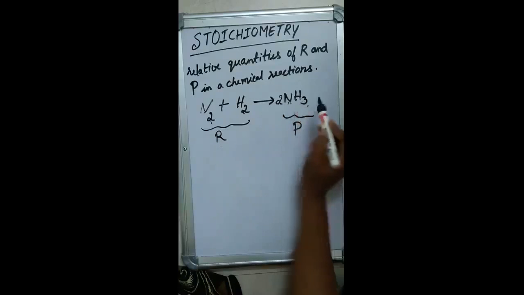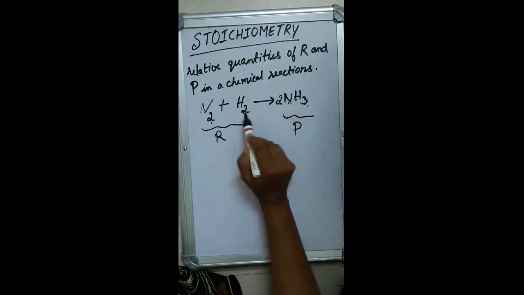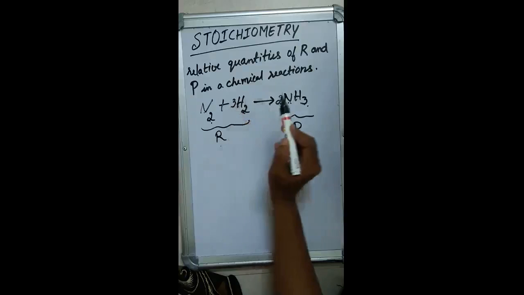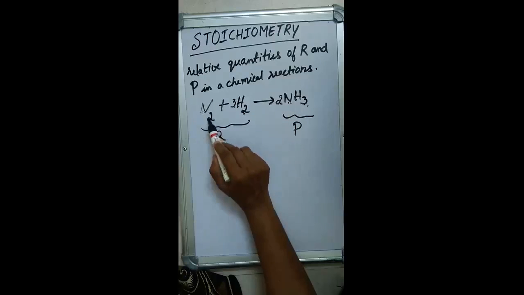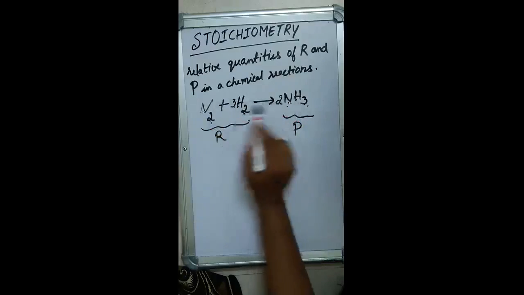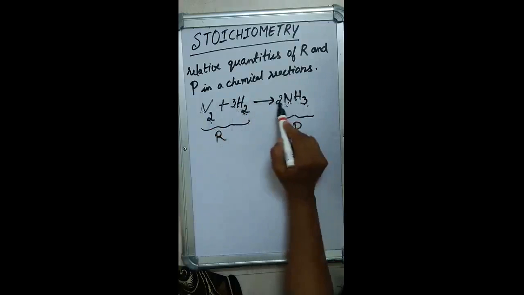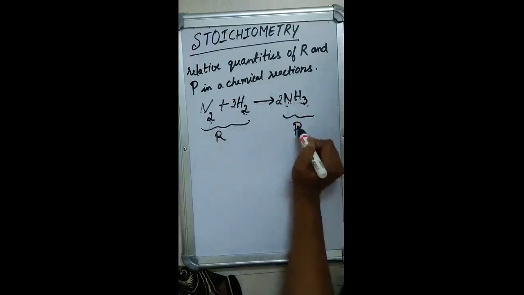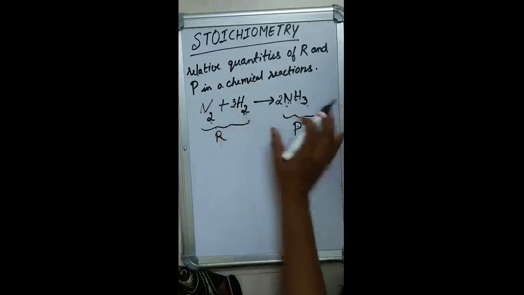But what about hydrogen? Now it is 2 3s are 6. But here only 2 is present. So here I will write 3. Now 3 2s are 6. Now we'll cross-check again. Nitrogen 2 here, so here also 2. That means nitrogen is balanced. Hydrogen is 3 2s are 6, so 6 hydrogen atoms are present. Here 2 3s are 6, again 6 hydrogen atoms are present. So on the reactant side as well as the product side, the number of atoms are balanced.